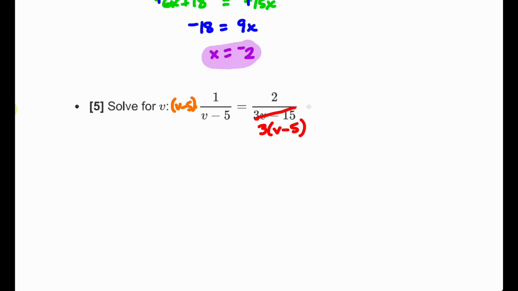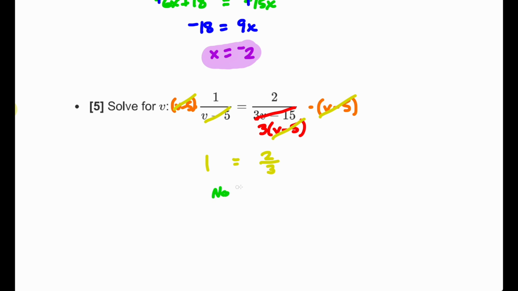It does not matter which order you multiply the denominators by, so I'm just going to do the one on the left first. This is going to cancel here, so you notice one less fraction, but it's also going to cancel here, which is kind of nice. v minus 5 over v minus 5 is 1 over 1, and you're going to end up with 2 over 3 in this case. Now we hit a dead end because 1 is not equal to 2/3.